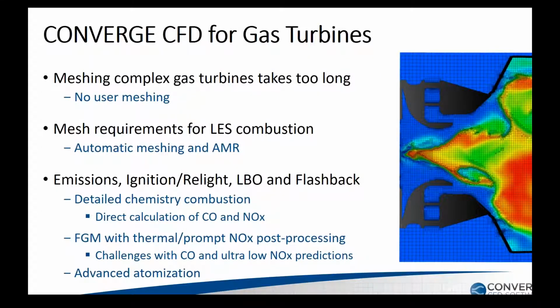Now, I'd like to give just a little bit of an introduction into Converge for gas turbines for those of you who aren't aware of us or know much about us. We've been doing this for quite a while now, and there are some key aspects about Converge that make it quite advantageous to gas turbine combustion modeling. First of all, meshing certainly is complex in gas turbines and takes too long. Converge's ability to automatically mesh complex geometries really does help speed along the design process.